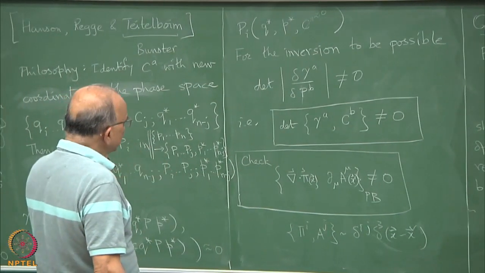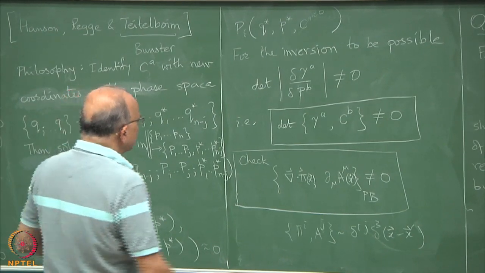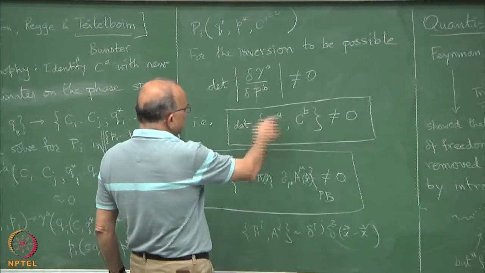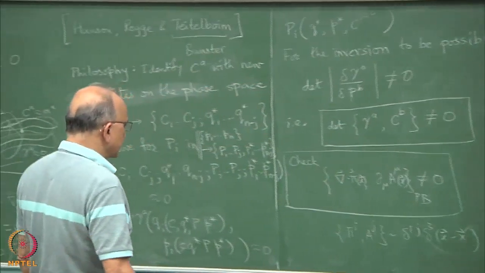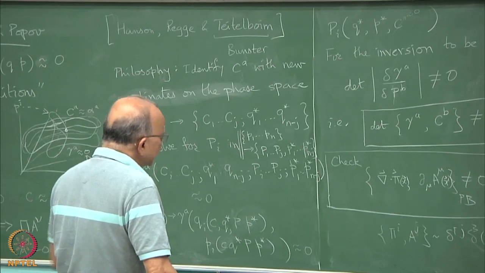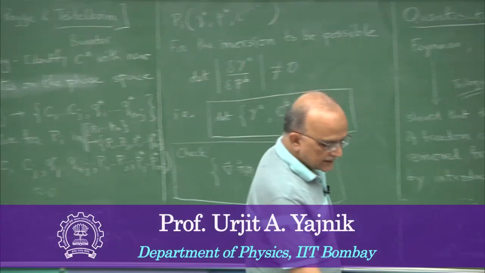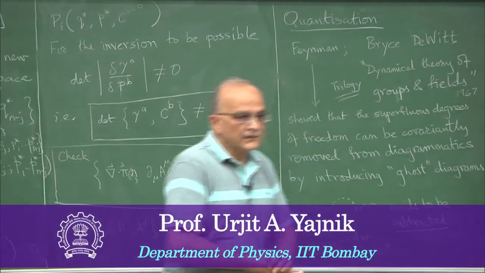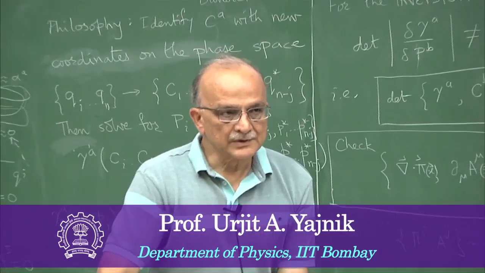Now next time we will complete the Faddeev-Popov trick, where we will see that this determinant is going to be an important feature. After one more reinterpretation of that determinant, it will enter in the final answer. Okay. So we will stop today.